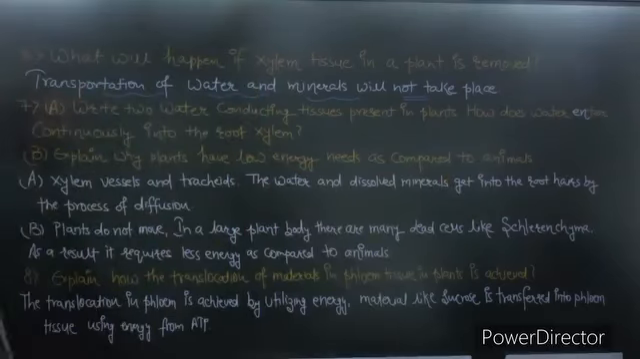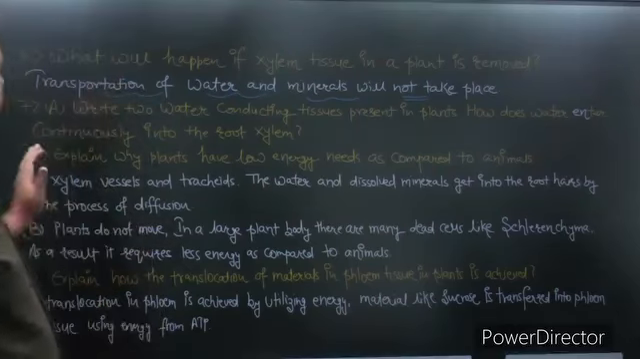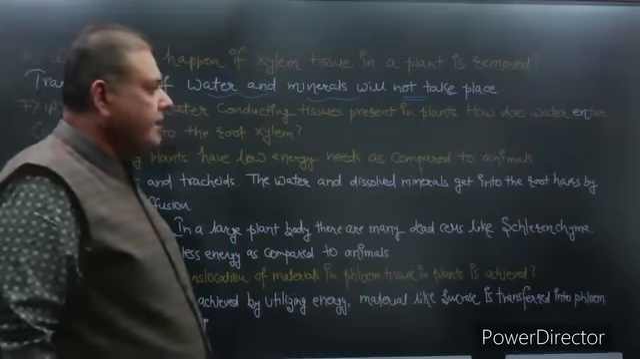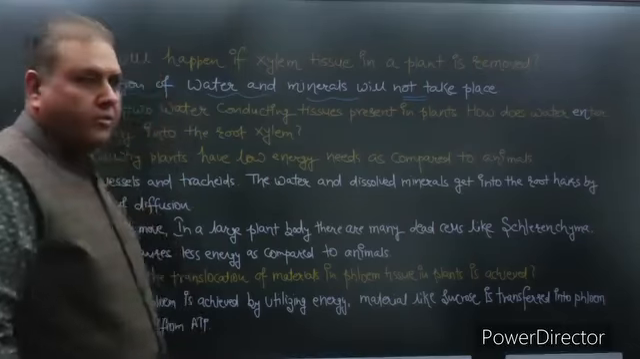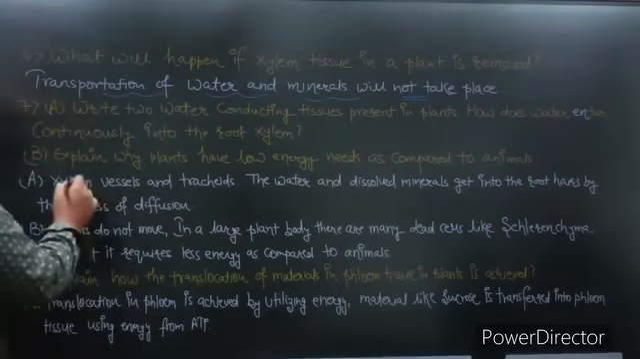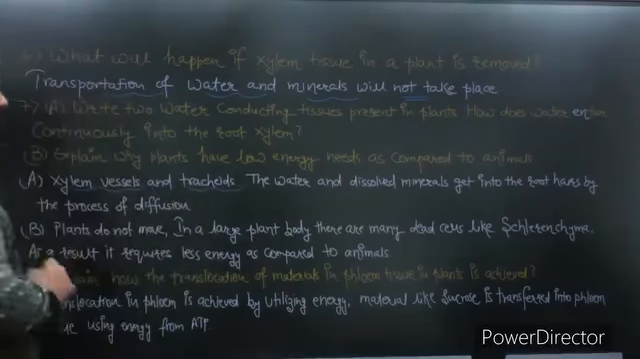Write 2 water conducting tissue present in plants. How does water enter continuously into root xylem? And the second part is explain why plants have low energy needs as compared to animals. Already board में आया हुआ क्वेश्चन है. जब हमें 2 वाटर कंडक्टिंग टिश्यू का पूछा है तो वी नीड टू मेंशन ओवर हियर जाइलम वेसल्स एंड ट्रैकेट्स.